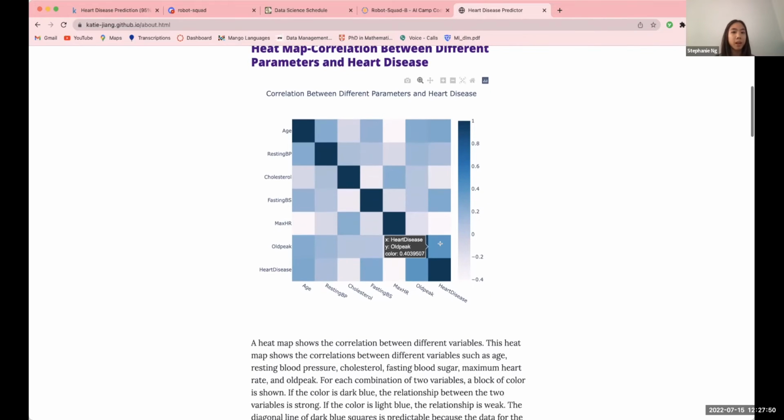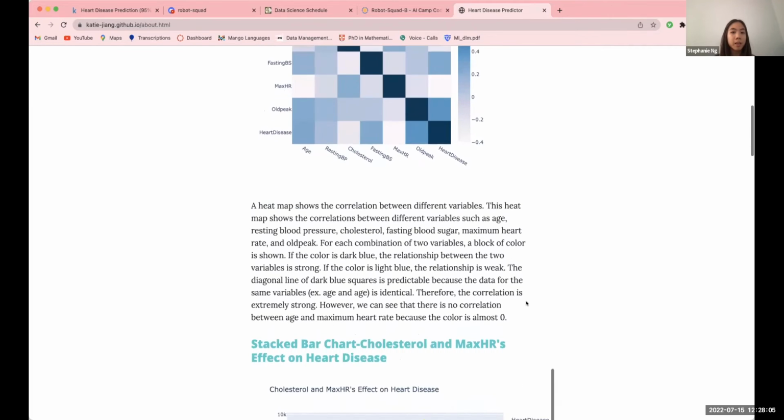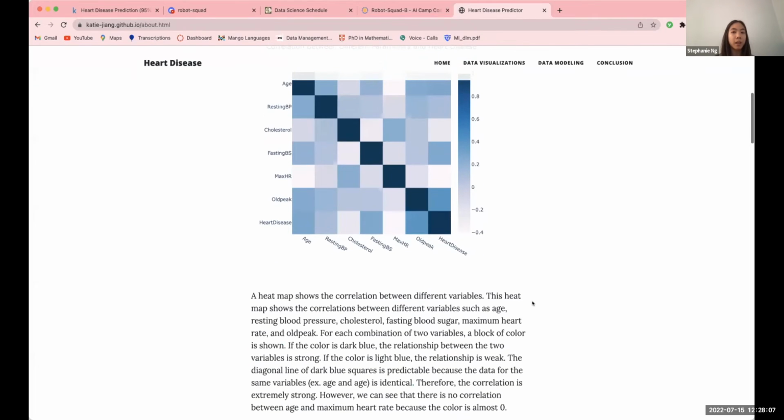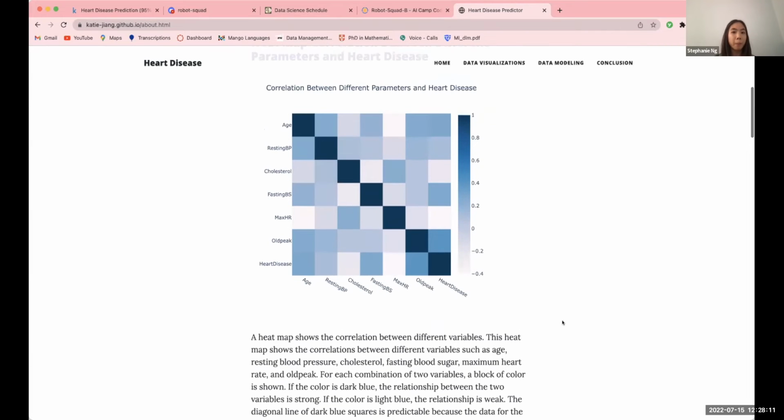When the color is gray, that means that the two variables have a weak correlation because the color is close to 0. So for example, resting blood pressure and fasting blood sugar don't have a strong correlation because the color is almost 0. When the color is white, that means that the two variables have a negative correlation, for example, cholesterol and fasting blood sugar.